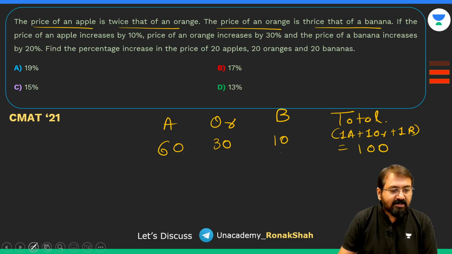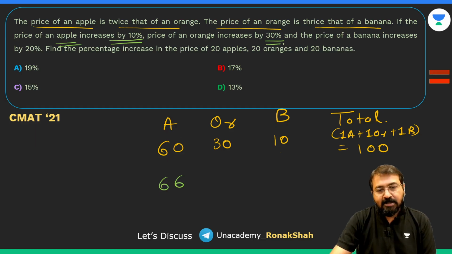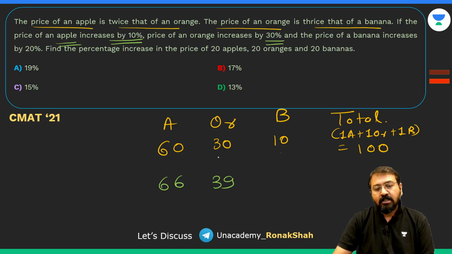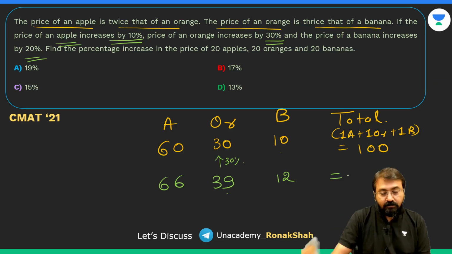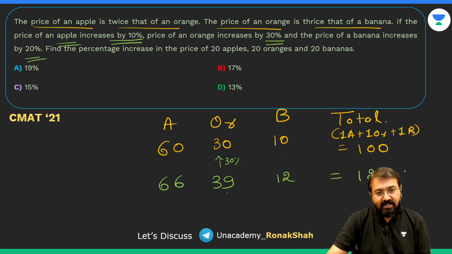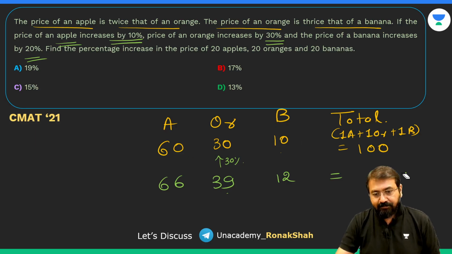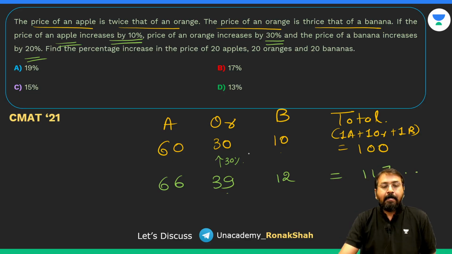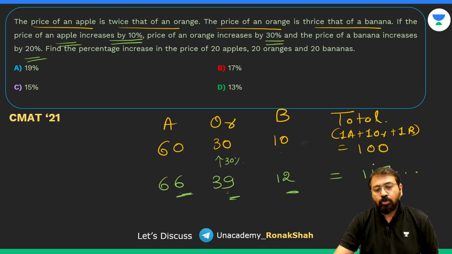Now what they are saying is there is a 10% increase in the price of apple, so this will become 66. 30% in the price of orange, so this will become 39 because we are increasing this value by 30%. And banana increased by 20%, so this will become 12. So the new price will be how much? 9 plus 6, 15 plus 12, 27, right? So this is going to be 127. Oh, sorry, this is going to be 117, right? We are considering only the increase. 6 plus 9 plus 2, so it's 17 more, so 117.